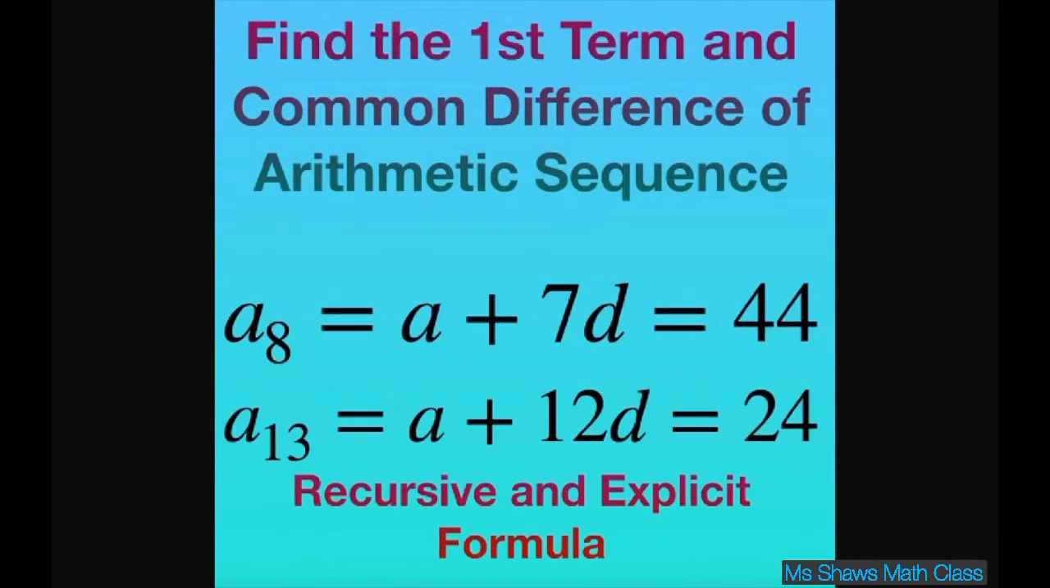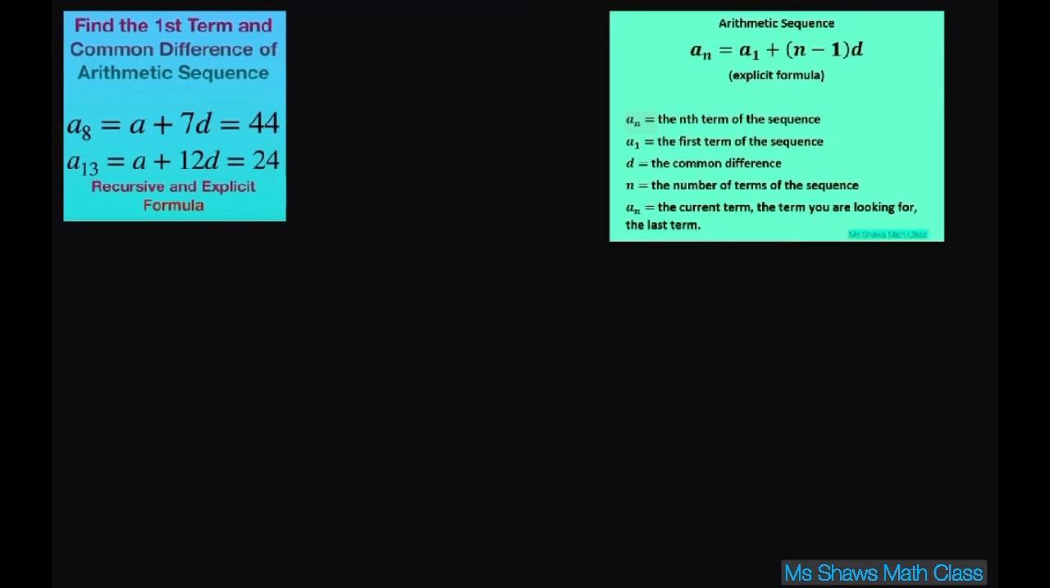Hi everyone, we're going to find the first term and common difference of an arithmetic sequence where the 8th term is 44 and the 13th term is 24. We're going to find the first term and the common difference so we can write a recursive and explicit formula. Now I already set up the system, so let me explain what I did.